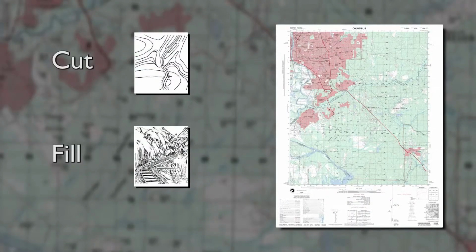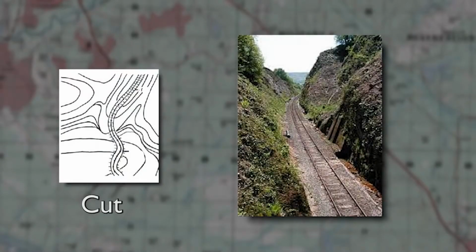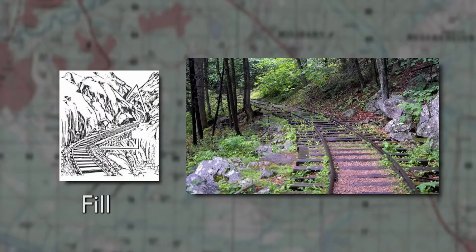There are 2 supplementary terrain features on a military map: a cut and a fill.